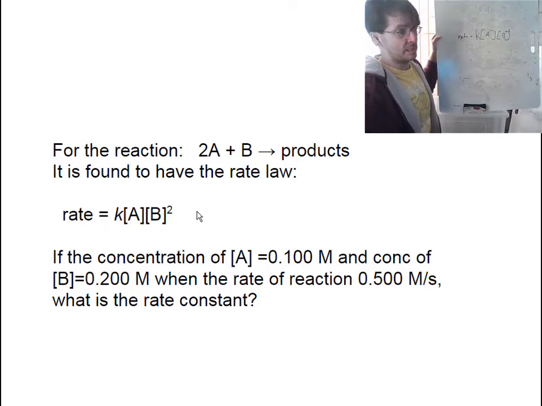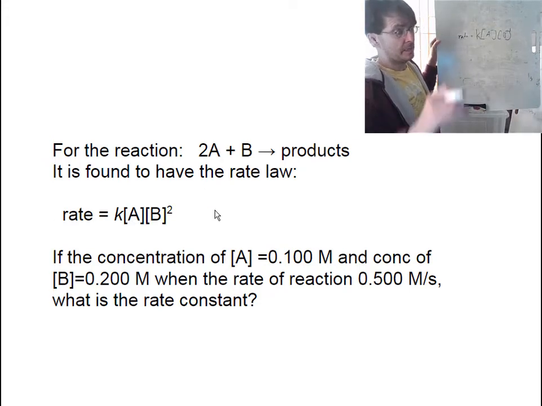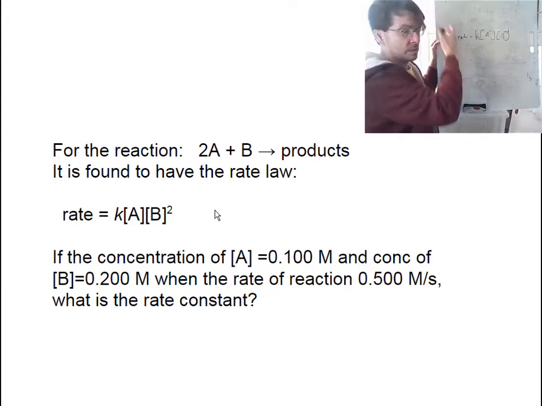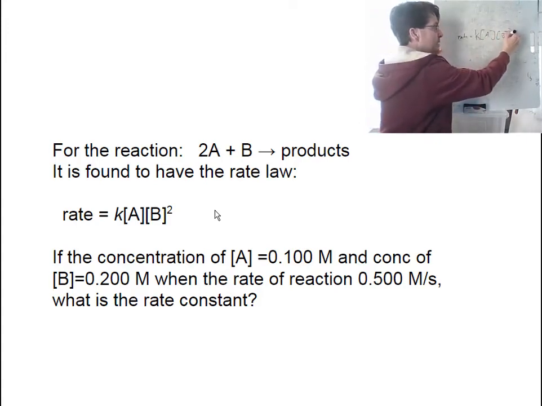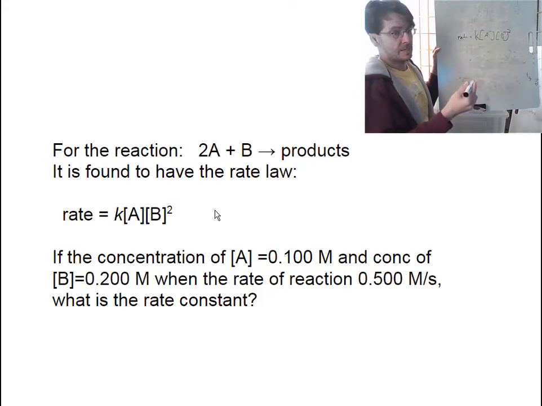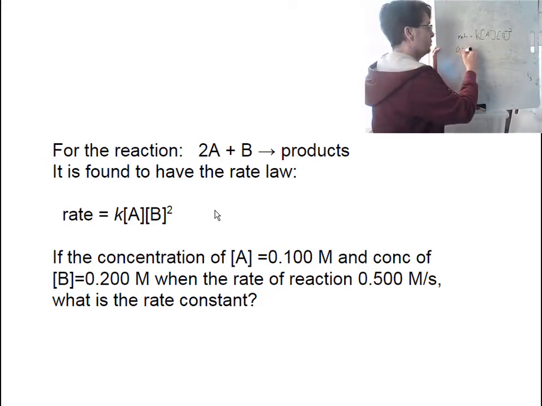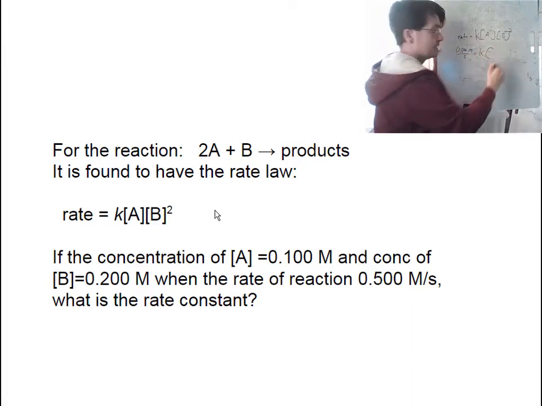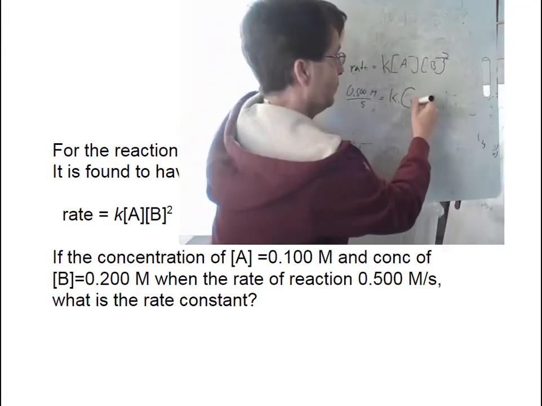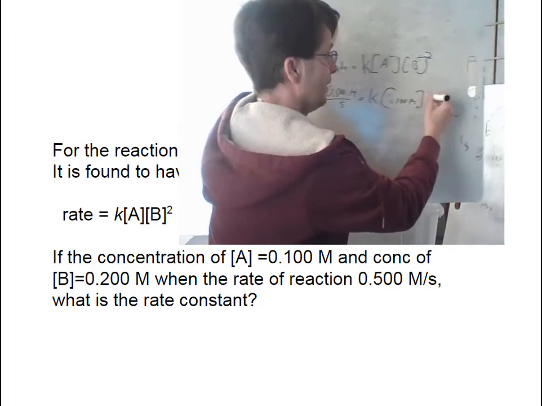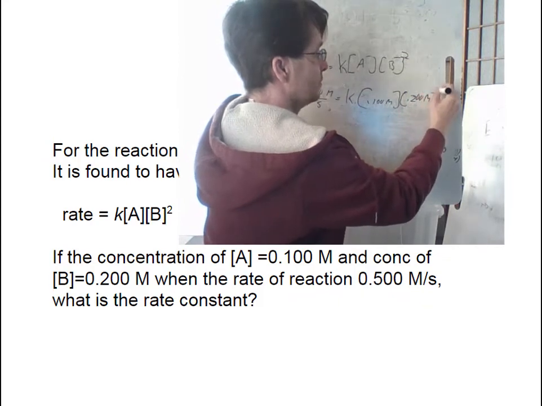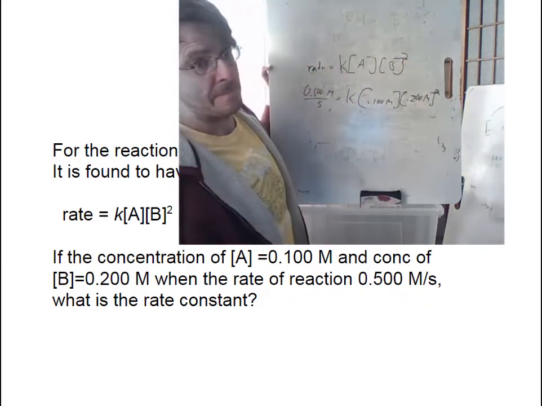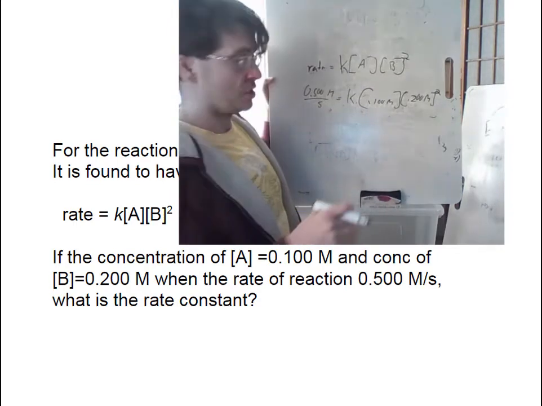They give us the rate expression. They say, here's the rate law. That's the best case scenario. It means we don't have to do much work for it. They say it's first order with respect to A, second order with respect to B, solve for K. Same idea. They give us the rate, 0.500 molar per second. They give us K. They give us the amount for A, 0.100 molar, and B is 0.200 molar squared. Again. And then plug and chug and solve.